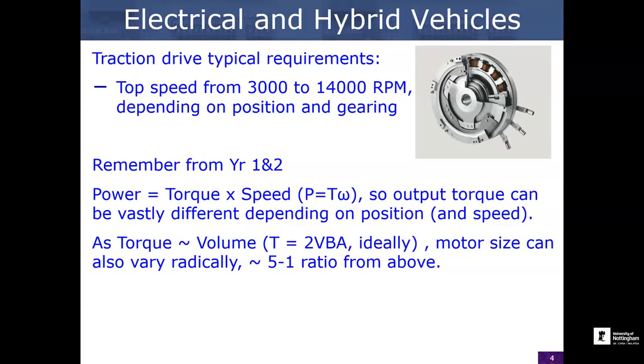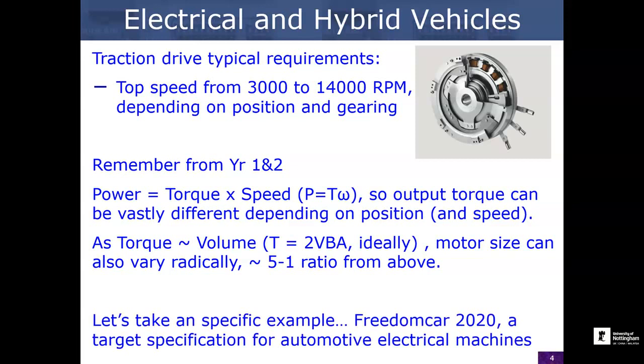So there's big differences in speed requirements. And of course, this also means, as I said before, because we have this relationship between our power and our speed and our volume, that actually the volume of the machines varies hugely. The size of these overall machines needed can change by a ratio of 5 to 1, depending on if it's a wheel drive or if it's mounted in the main engine compartment before the gearbox.